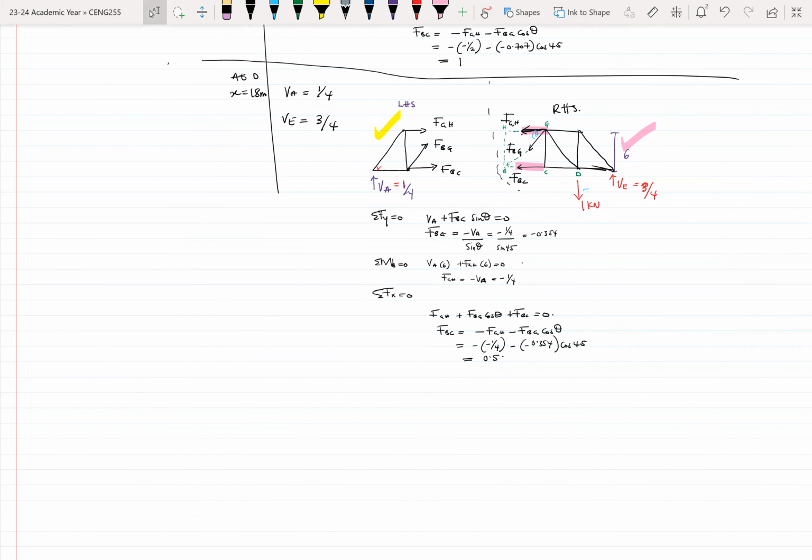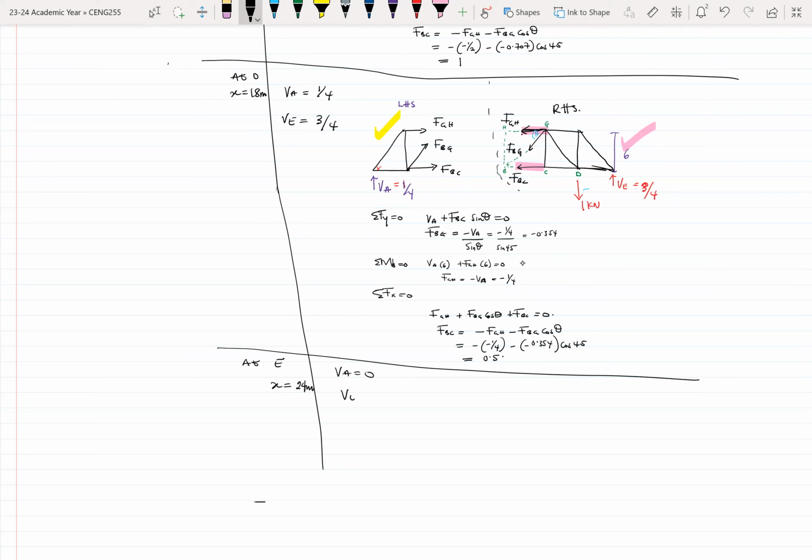Now the last bit to look at is when we have our load at E, where X is equal to 24 meters. At that point, our VA is 0 and our VE is, sorry, it's 1 kilonewton.